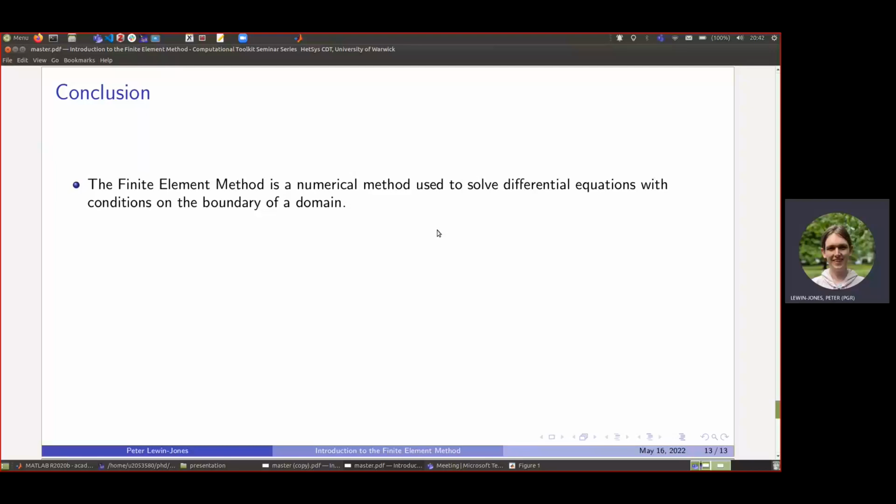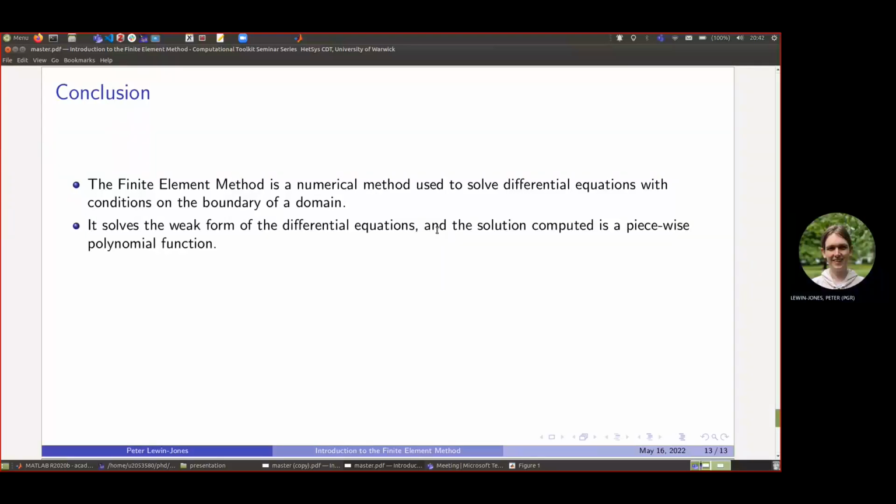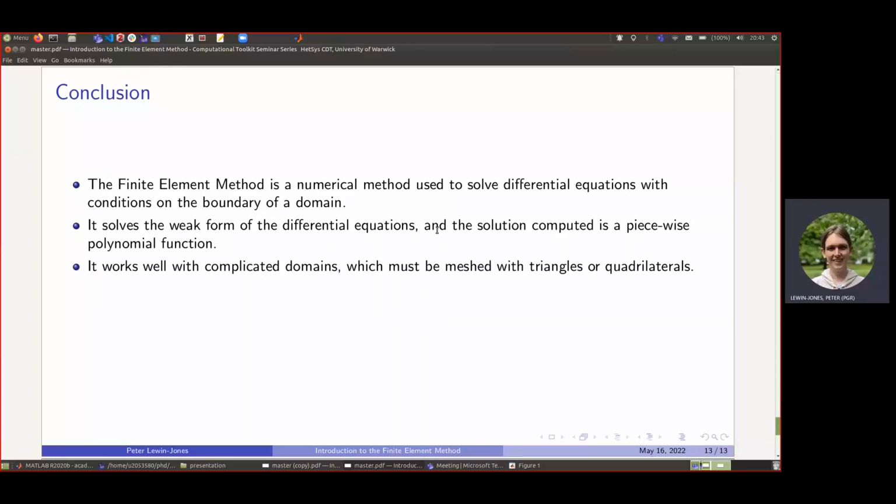So, conclusion: the finite element method is a numerical method used to solve differential equations with conditions on the boundary of a domain. It solves the weak form of the differential equations, and the solution computed is some piecewise polynomial function, where the domain has been split up into elements that you've meshed with some algorithm. You're going to get a solution that on each element is a little piece of polynomial, and they've been glued together to give you a global solution to the problem.